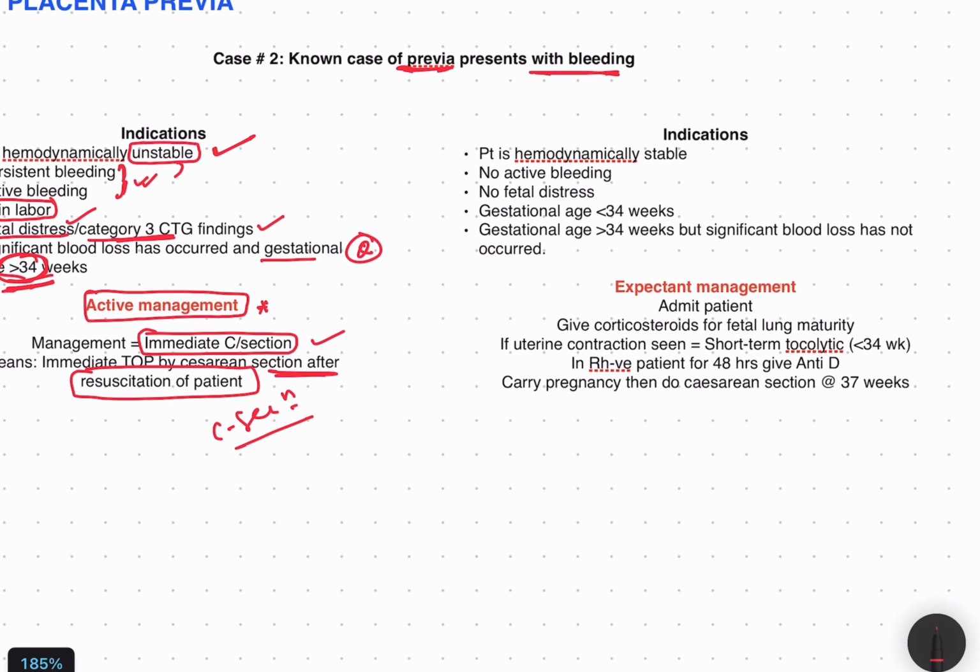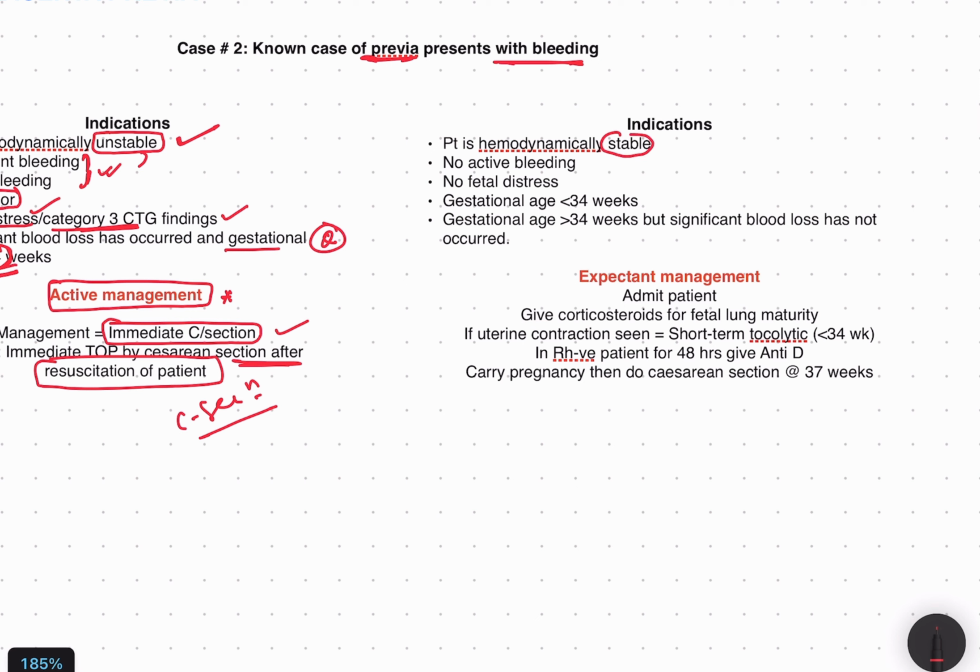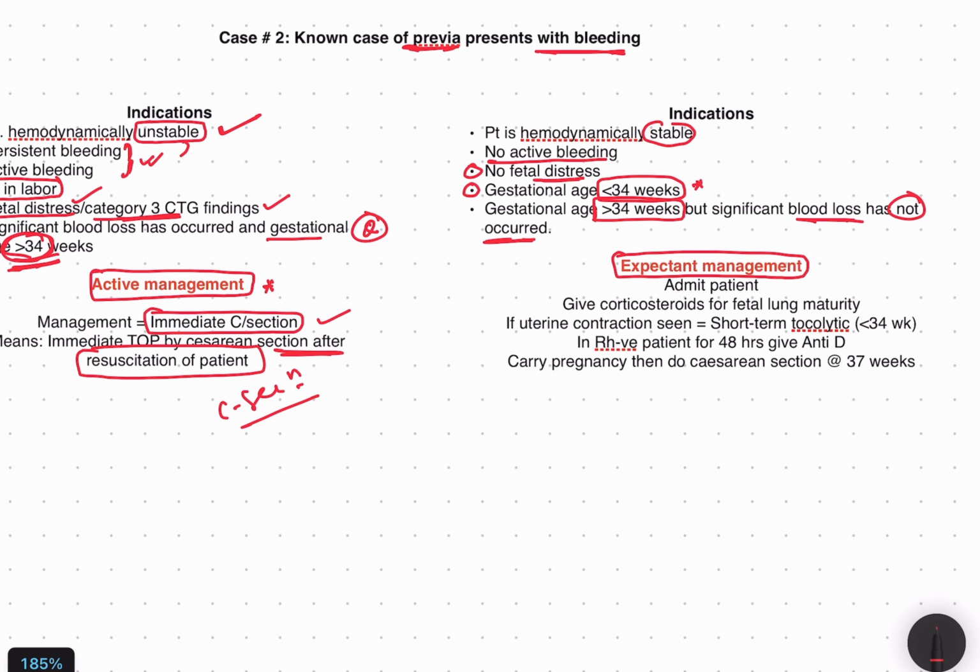Next, if the mother is hemodynamically stable or there is no active bleeding, or the fetus is okay, that means there is no fetal distress, and very important, if the gestational age is less than 34 weeks, that means the fetus is premature, that is one condition. Or if the gestational age is more than 34 weeks with no significant blood loss, in that case only we can go for expectant management. Understood? If there is significant blood loss, then I have to go for active management.